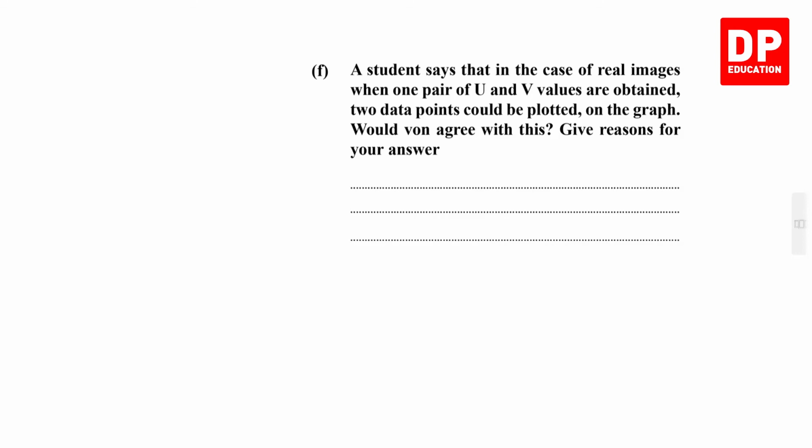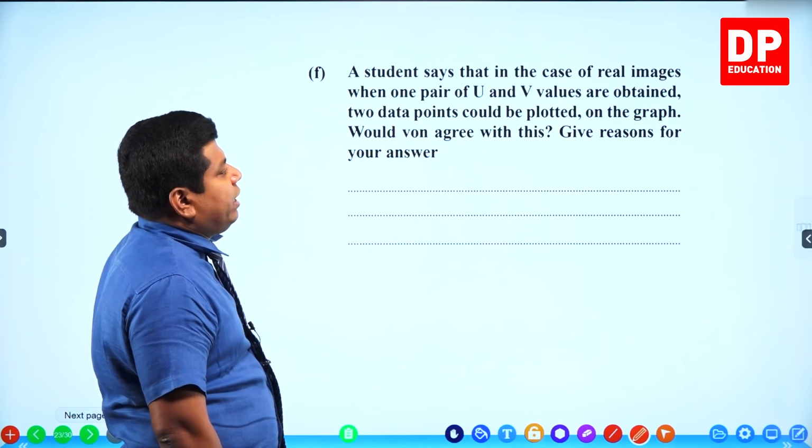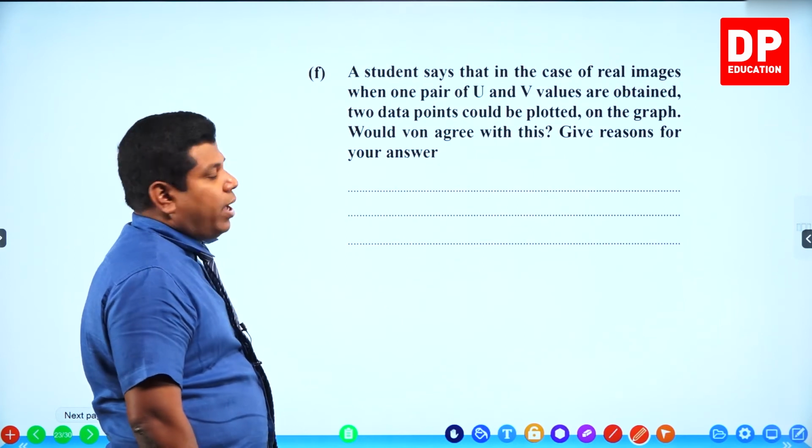A student says that in the case of real images, when one pair of U and V values are obtained, 2 data points could be plotted on the graph. Would you agree with this? Give reasons for your answer.